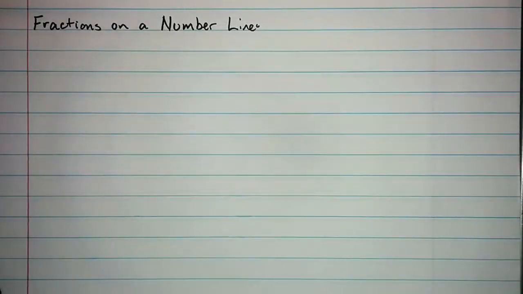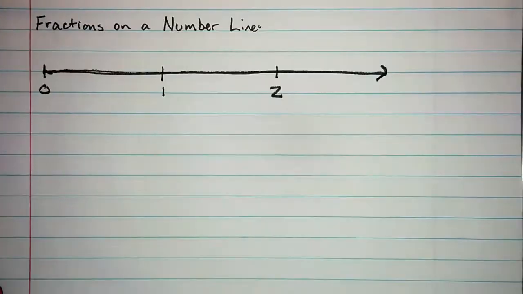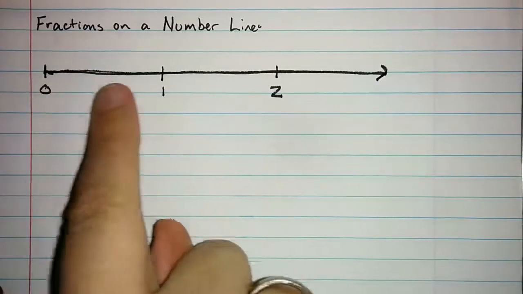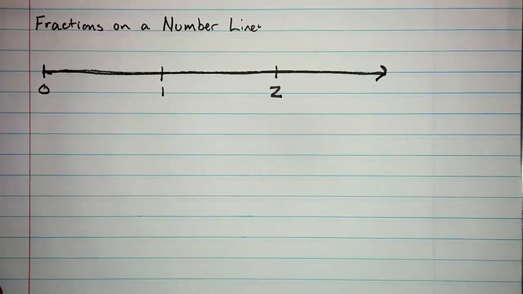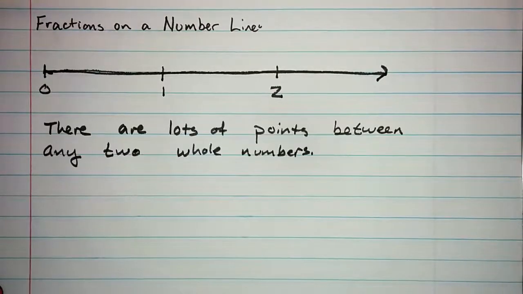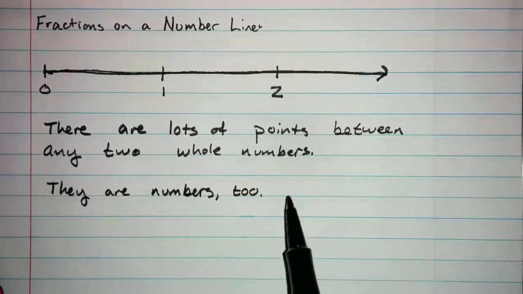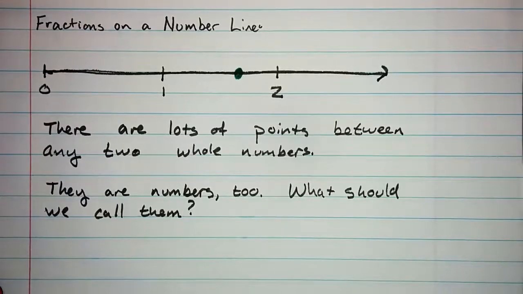Let's take a look back at the number line. And the thing I want you to notice on this number line is there are great big gaps between the whole numbers. And the thing is, those points on the number line, they're numbers too. What should we call them? Let's look at this point. It's somewhere between 1 and 2. What should we call it?